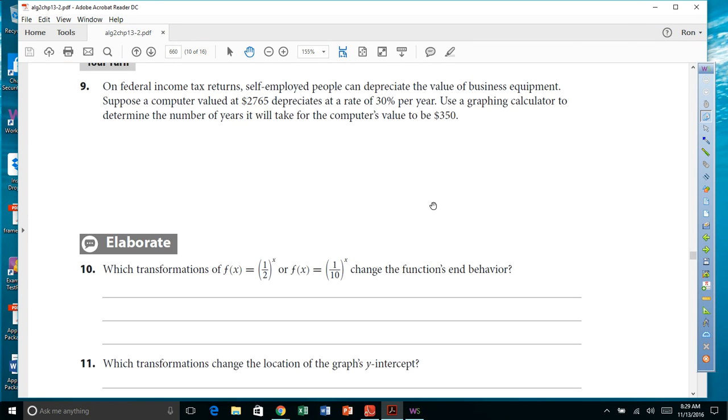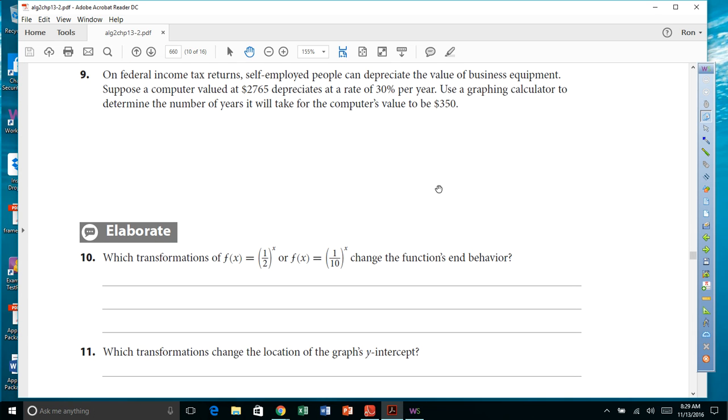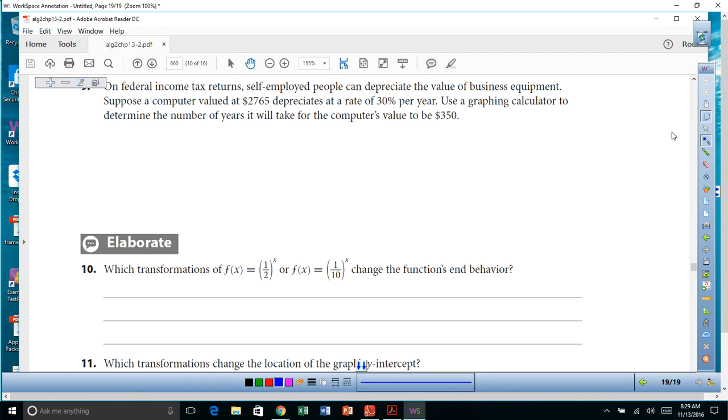Your turn. On federal income tax returns, self-employed people can depreciate the value of business equipment. Suppose a computer is valued at 2,765 and depreciates at a rate of 30% per year. Using a graphing calculator, determine the number of years it will take for the computer's value to be $350. Okay, so A is 2,765. B is going to be 1 minus R, which is 0.30, and that's going to give you 0.7.